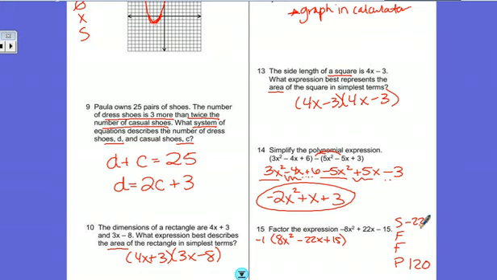Well, you could try a whole bunch of different stuff, but when you basically get there, you're going to get 10 and 12, because 10 times 12 is 120, and negative 10 minus 12 is negative 22. Okay, so I'm going to do negative 10 and negative 12. So we're going to write this all out. 8x squared minus 10x minus 12x plus 15. And then we group and solve.